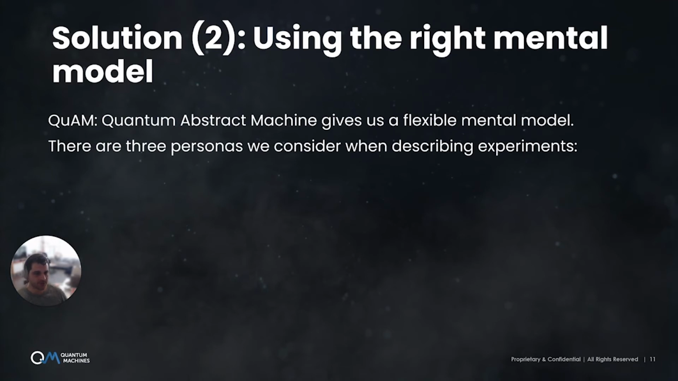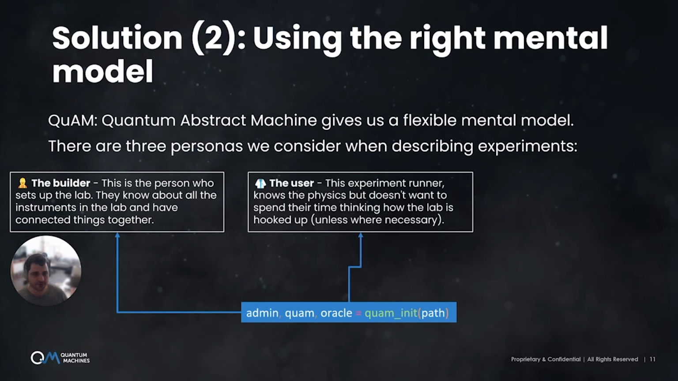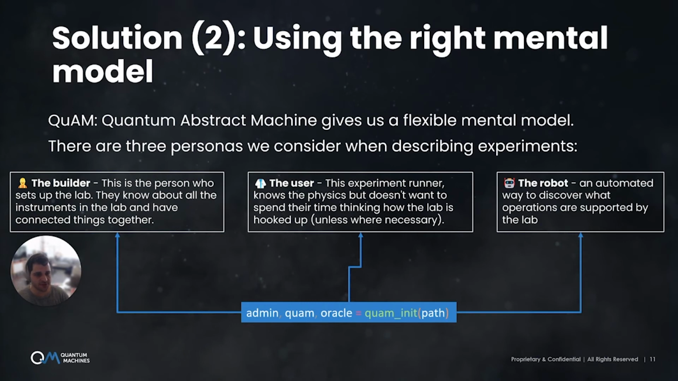It creates three different personas: the builder of the lab, who is the person who knows everything about the lab and how things are connected; the user, who's the person who's running the experiments day to day; and the oracle, which is a service which allows you to query the system and see what it can do. It's useful for connecting things to a higher level in the stack, for example, for a higher level programming language compiler.